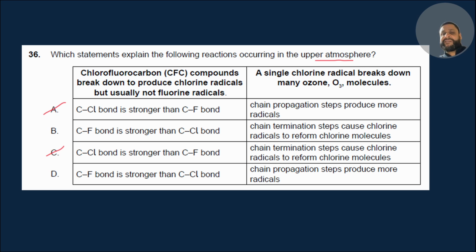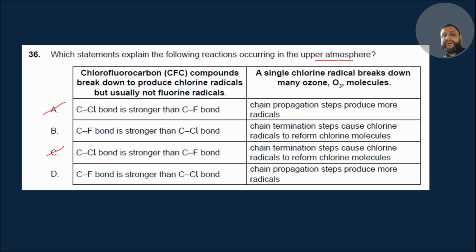Let's go to the second part. So a single chlorine radical breaks down many ozone molecules. In B, it says chain termination steps cause chlorine radical to form chlorine molecules. No, that is the last step and where the reaction terminates.